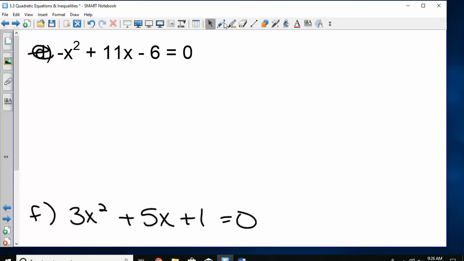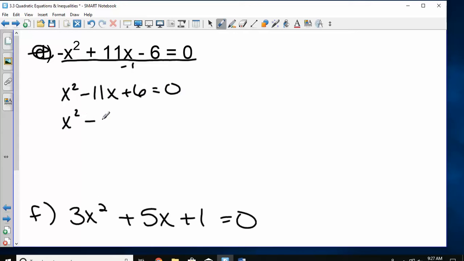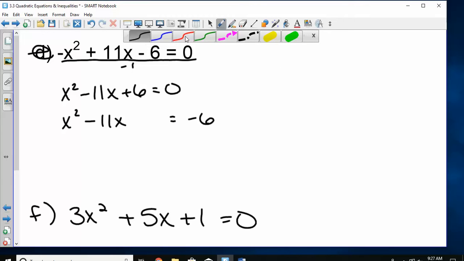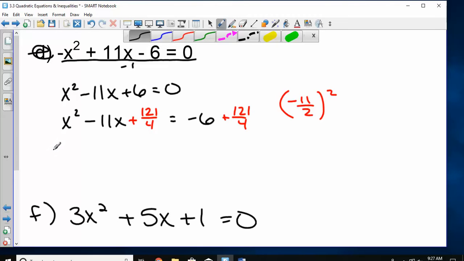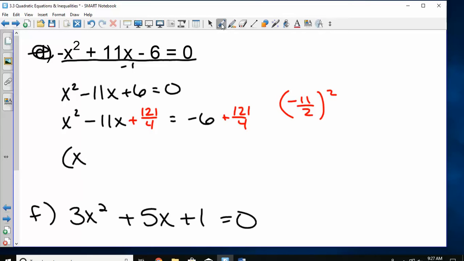So the first one, we have to first divide everything by negative 1. Add your 6 over. Sorry, subtract your 6. Now you do the middle term, so negative 11 divided by 2 squared. Doesn't come out evenly, so we're going to use a fraction. So it's 121 over 4. So this should factor into x. Think before you squared, it was negative 11 over 2. So it's x minus 11 over 2 squared.